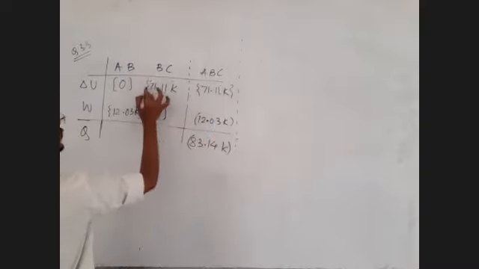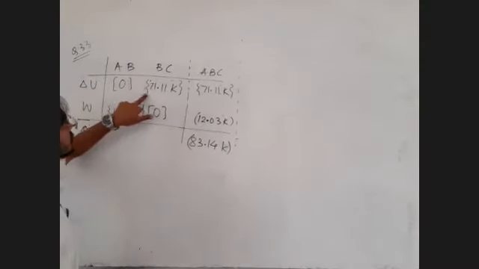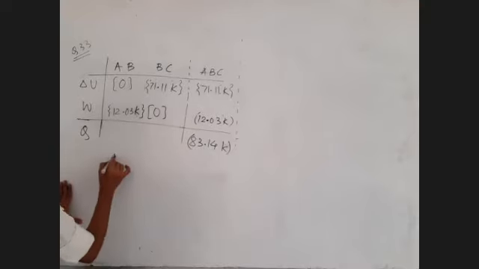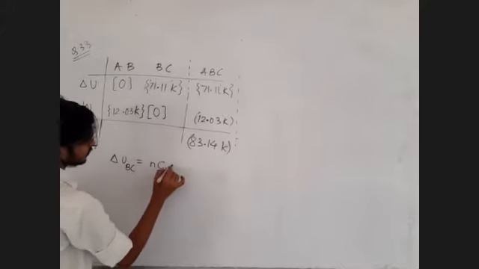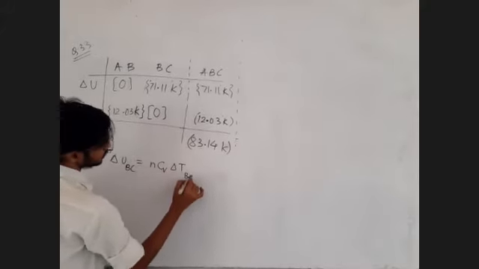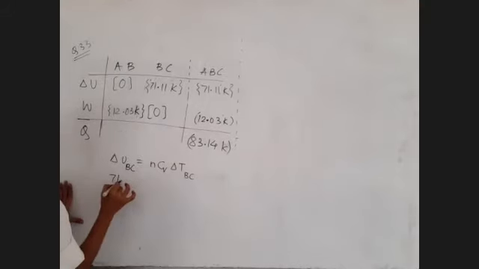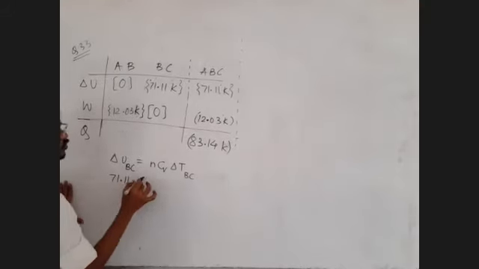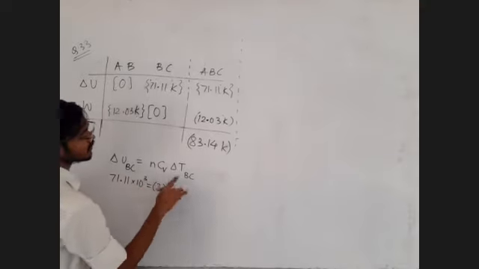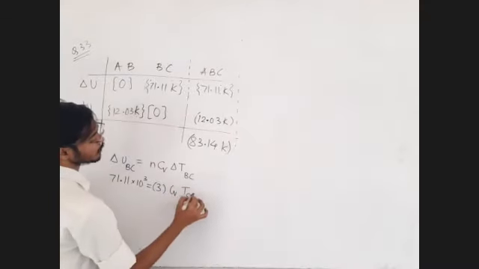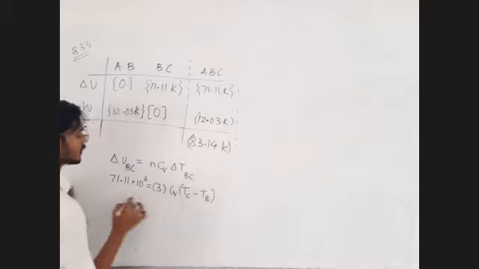This we calculated, so curly bracket. Sir, delta U of process BC is equal to n Cv delta T of process BC. So delta U of process BC is 71.11 K. K means 10 raised to 3. n is 3, Cv as it is. Delta T means temperature final minus temperature initial, so for the B to C process, final temperature minus initial temperature.